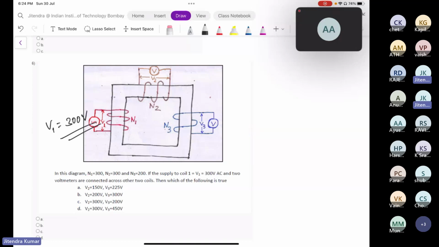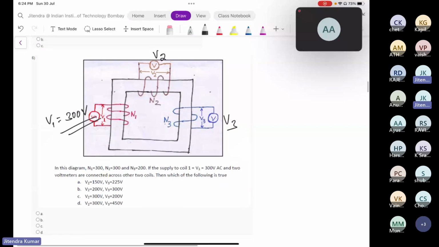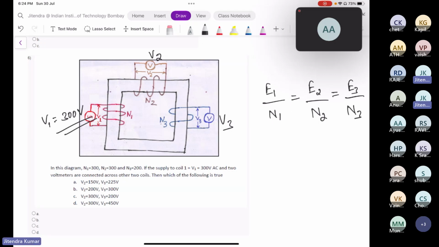Okay. So the voltage across the second coil V2 and the voltage across the third coil V3. If you know the relationship of the turns ratio or transformation ratio, you might have gone through the lectures, so you might know that E1 by N1 is equal to E2 by N2 is equal to E3 by N3. This is the expression of an ideal transformer. Okay. So how many of you do not know this expression? If you don't know, please raise your hand so that we can discuss this concept.